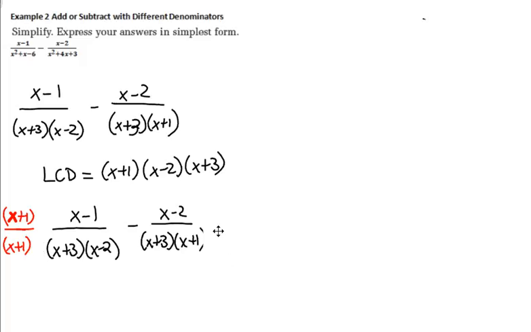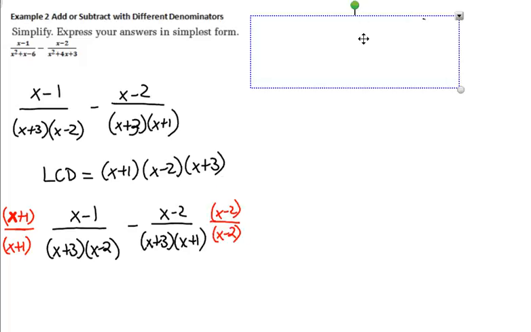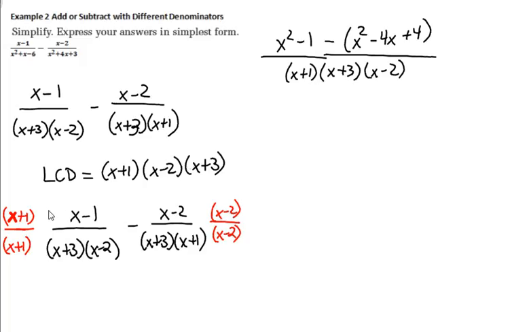On the other side here, you should notice that we have x plus 3, x plus 1. We'll have to multiply it by x minus 2 over x minus 2. When we do that, we end up with x squared minus 1 in the numerator. So we FOILed these two terms.